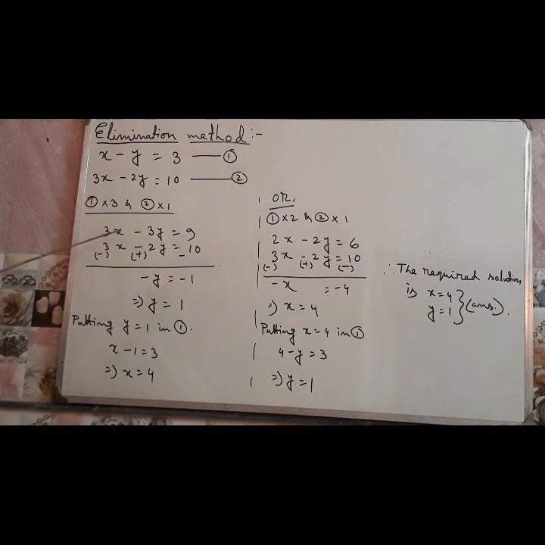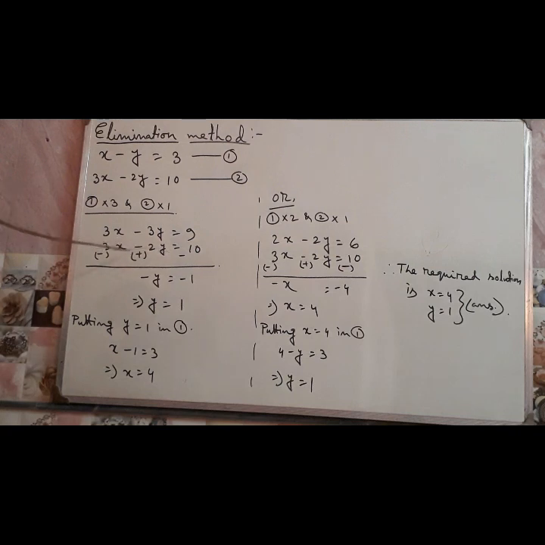So multiply the first equation by 3, the coefficient of x from the second equation, and that will be 3x minus 3y is equal to 9. After that, multiply the second equation by the coefficient of x from the first equation, that is 1, so it remains the same, 3x minus 2y is equal to 10. You see, in both these equations it is 3x. So subtract to eliminate x.